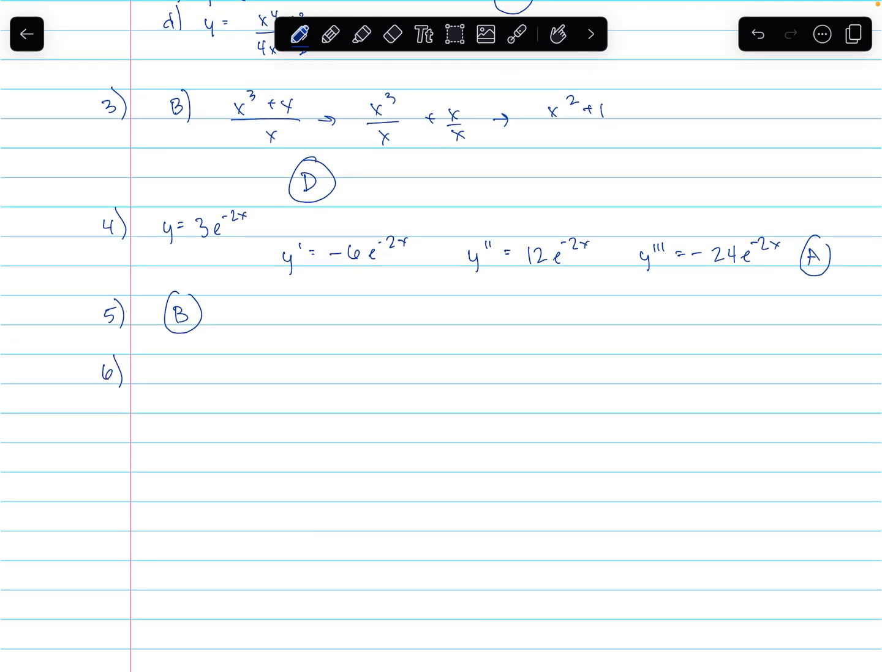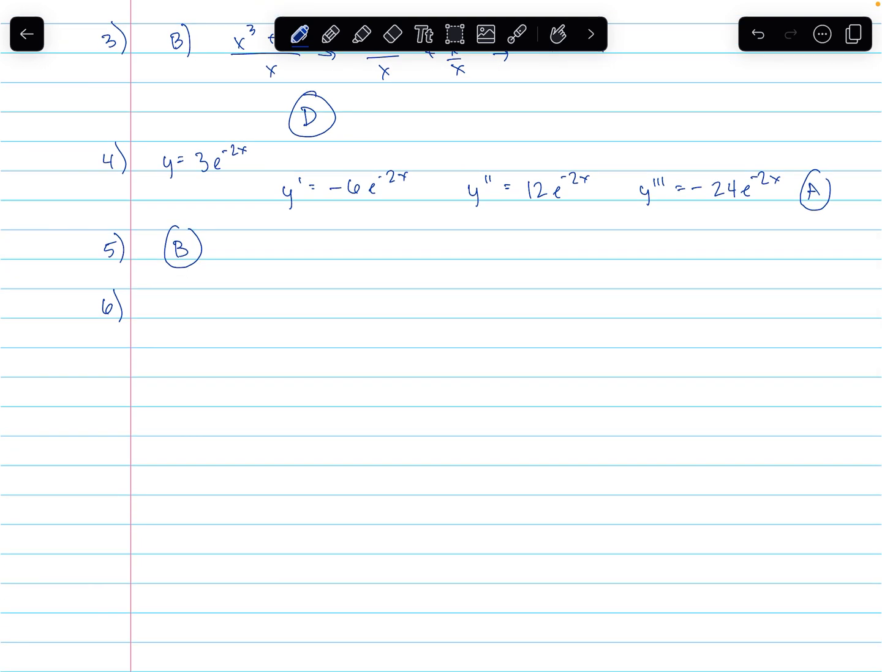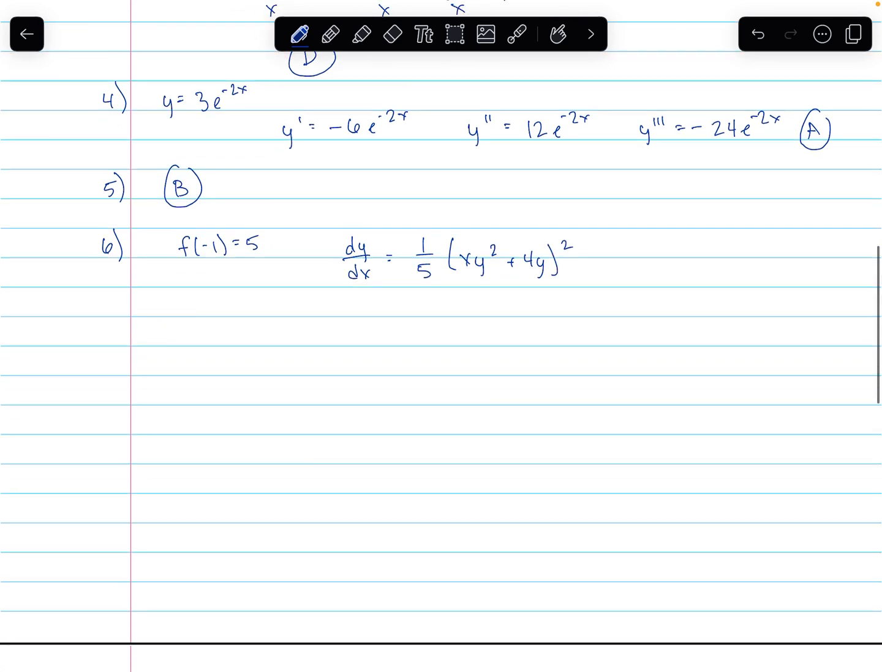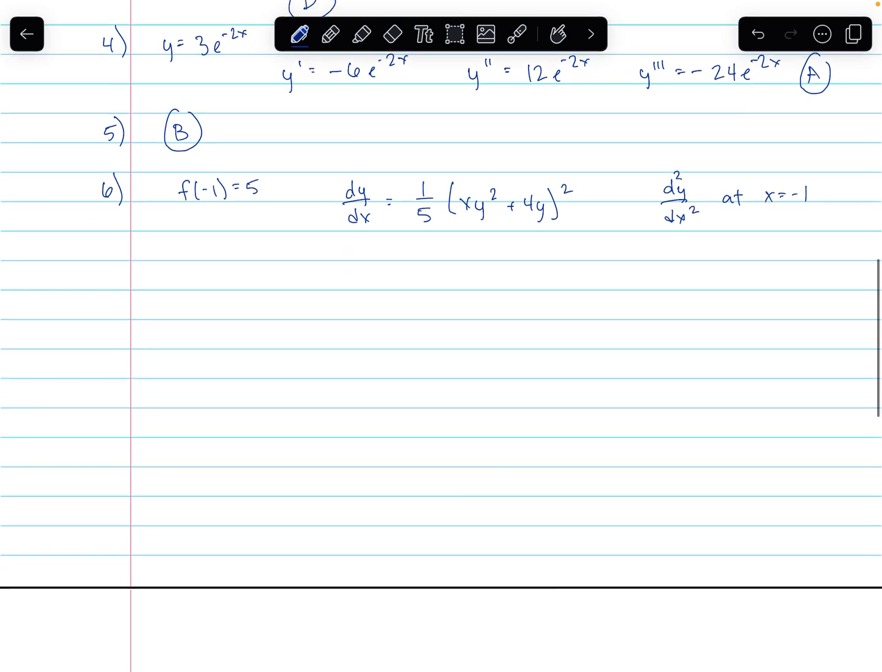For 6, this last one here. Let y equal f of x be a twice differentiable function. We're given that f of negative 1 is equal to 5. We know that dy/dx is equal to 1/5 times (xy squared plus 4y) squared. Find the second derivative, d squared y over dx squared, at x equals negative 1.